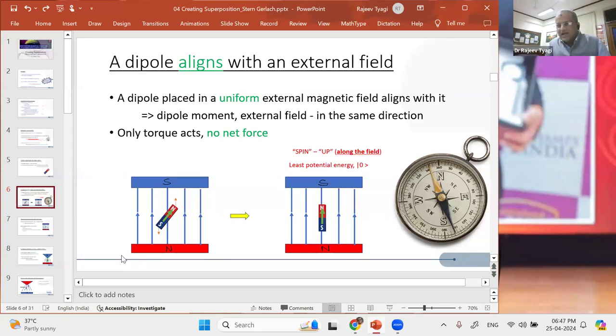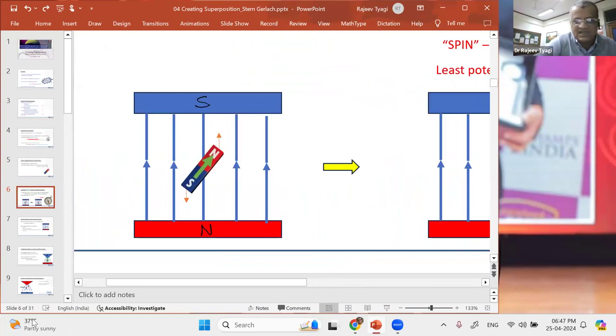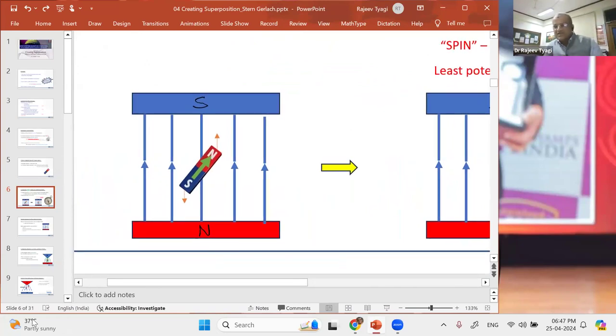Now, what do we mean by align? The dipole moment, I said it has a direction. What was the direction? South to north. That dipole moment will be in the same direction as that of the external field. So I'll magnify this one. That's why I wanted to remain in this mode. This I can do easily. Now, if you see this picture, these blue lines are showing uniform magnetic field, equispaced parallel lines. And in it, we have placed a dipole.